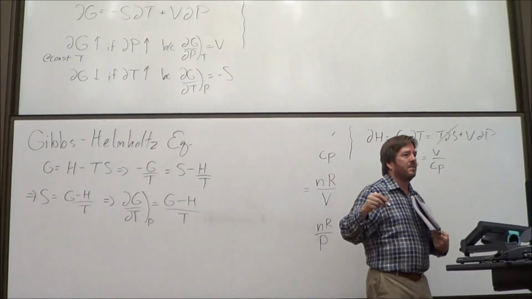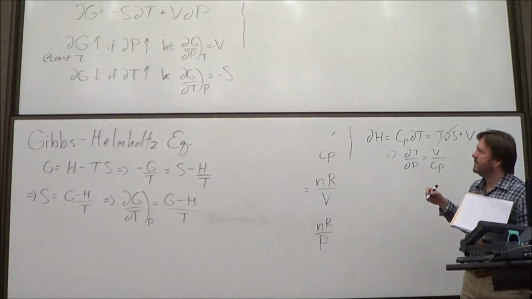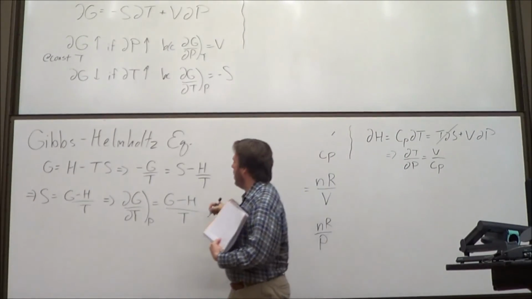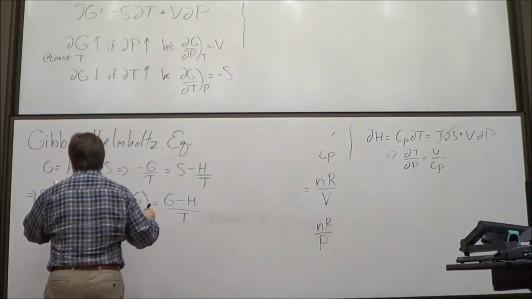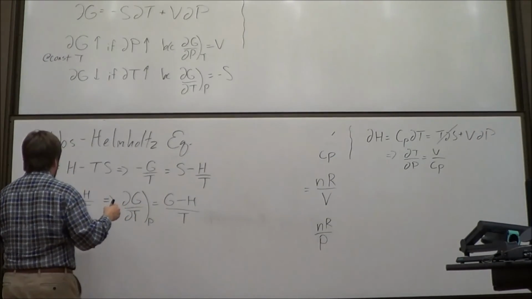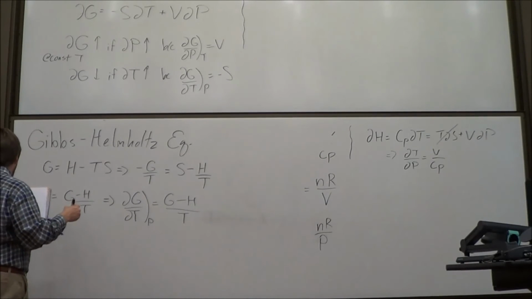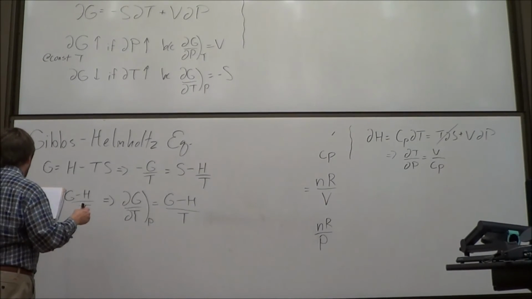Question? On the upper board it says dg over dt with constant P is negative S. What have I done? Substituted in dg over dt. Yep. And so, what have I done wrong? I have done something wrong.